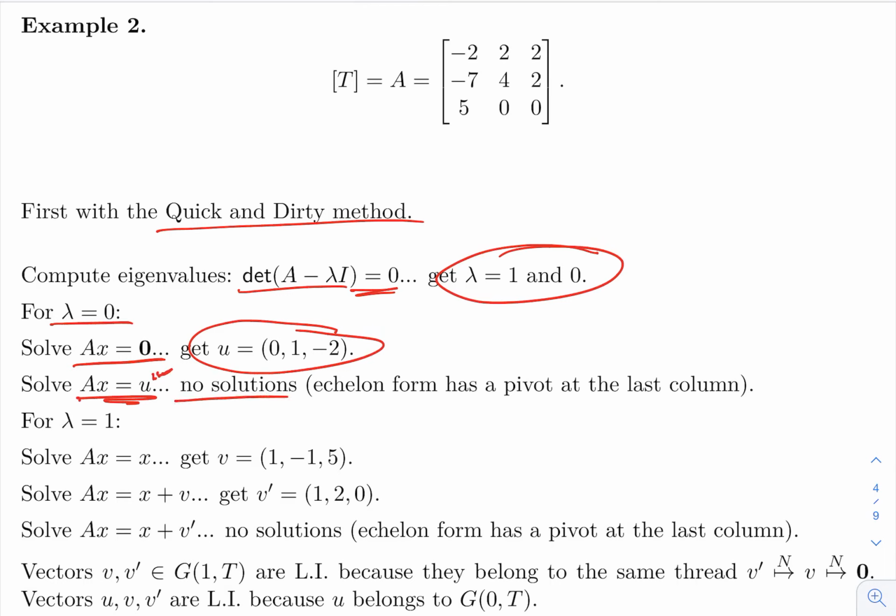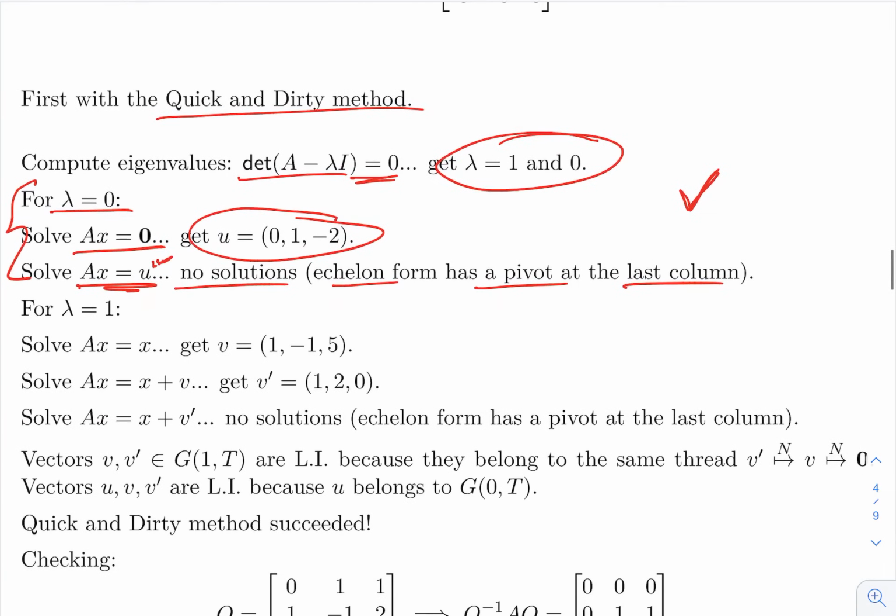Okay? Why are there no solutions? You write a linear system, a 3 by 3 linear system, the augmented matrix where u is on the right, and the echelon form will have a pivot in the last column, and this means there are no solutions to this system. So okay, we are done with lambda equals 0. Hopefully one vector will be enough for lambda equals 0. Now we move to lambda equal 1.